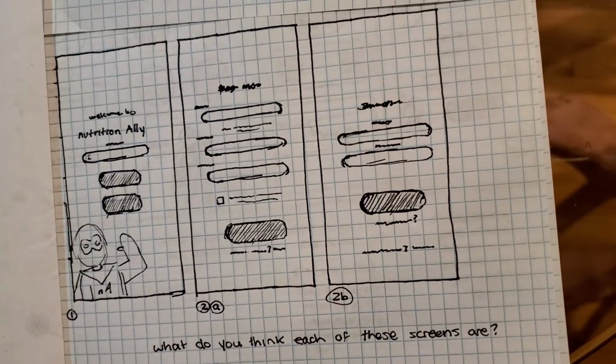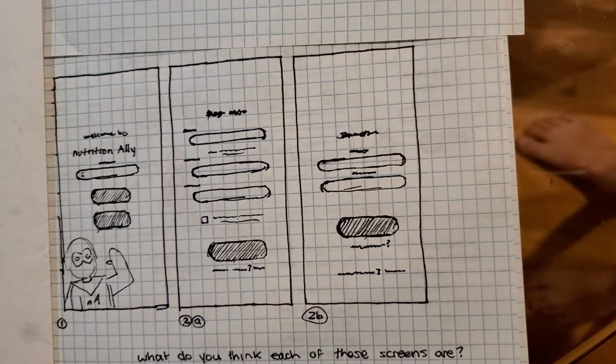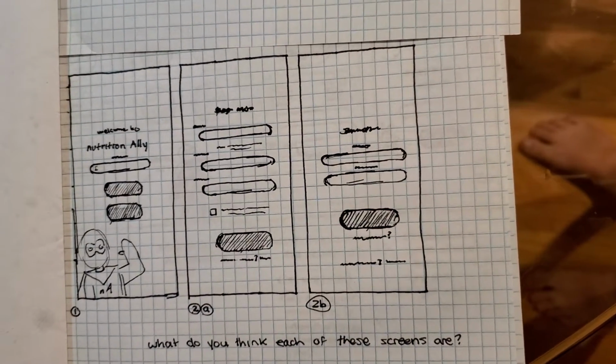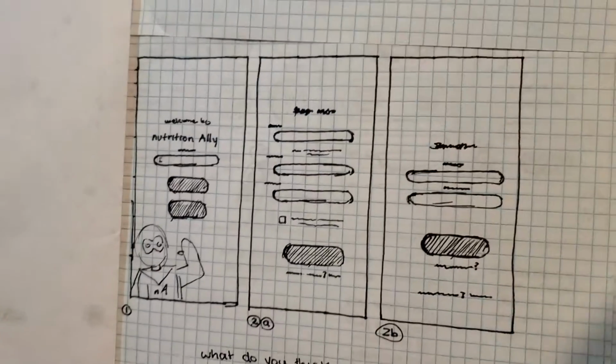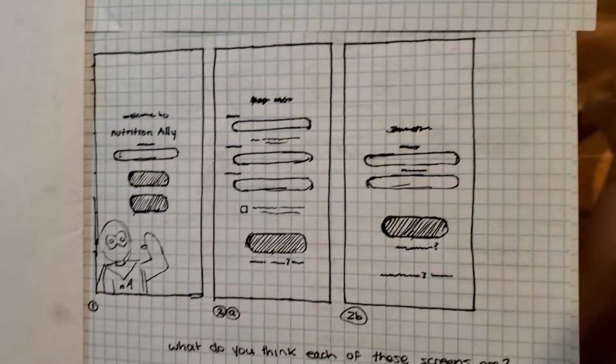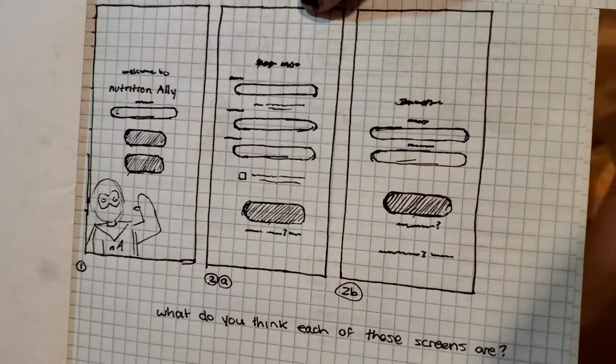It looks like a superhero. Mm-hmm. So NutritionAlly, I would guess, is a superhero. Mm-hmm. And then what kind of screen do you think this would be? Like if it was an app? Yep. A login page. And then these are two different options from that page. What do you think this one is?